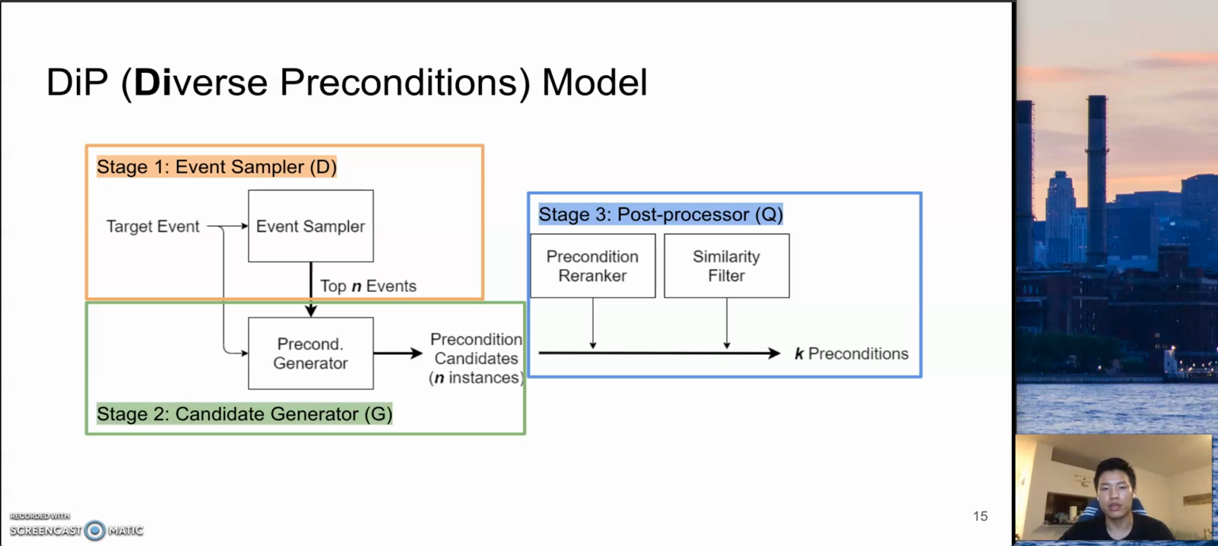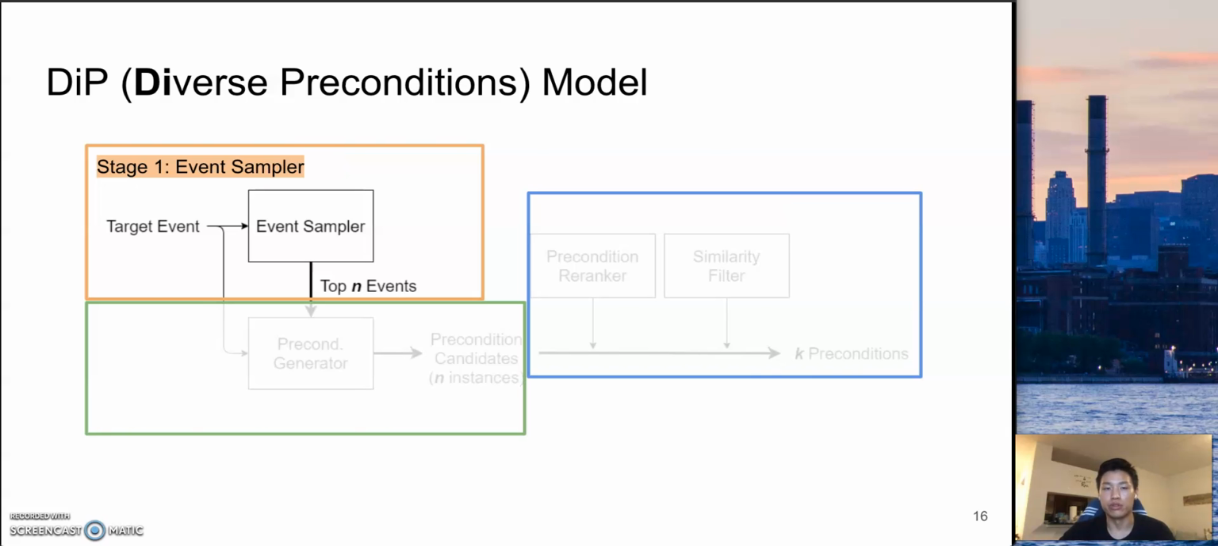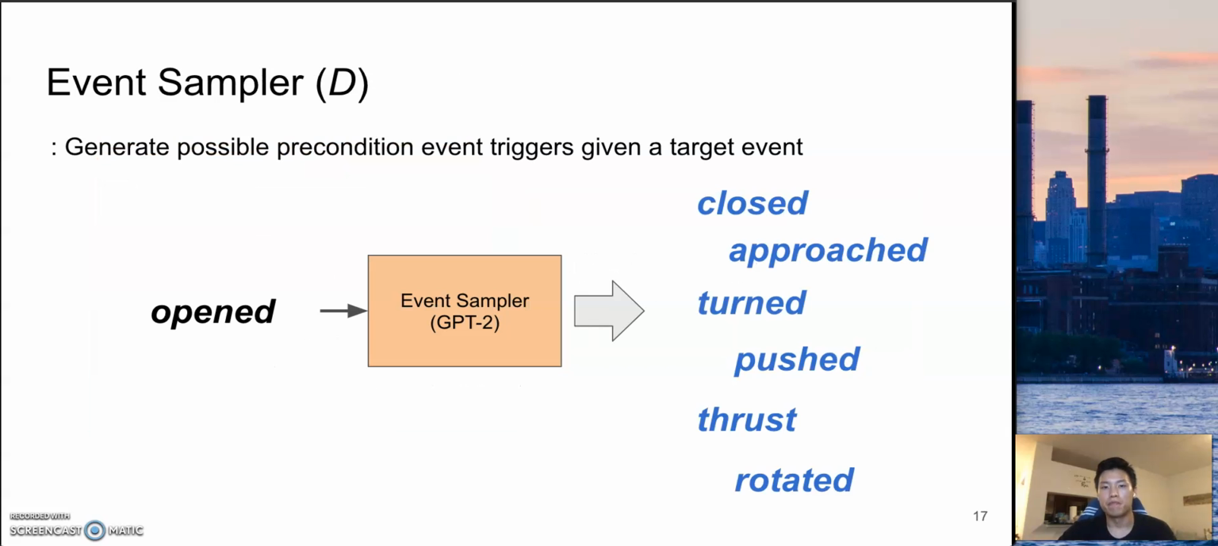The first stage is the event sampler. This is the stage for contributing the diversity. The event sampler generates possible precondition event triggers given a target event, and then takes the top 100 event triggers based on their decoding probabilities. We use the fine-tuned GPT-2 model for this, and training data is the same as those used for the candidate generator, but we only use event trigger pairs here.